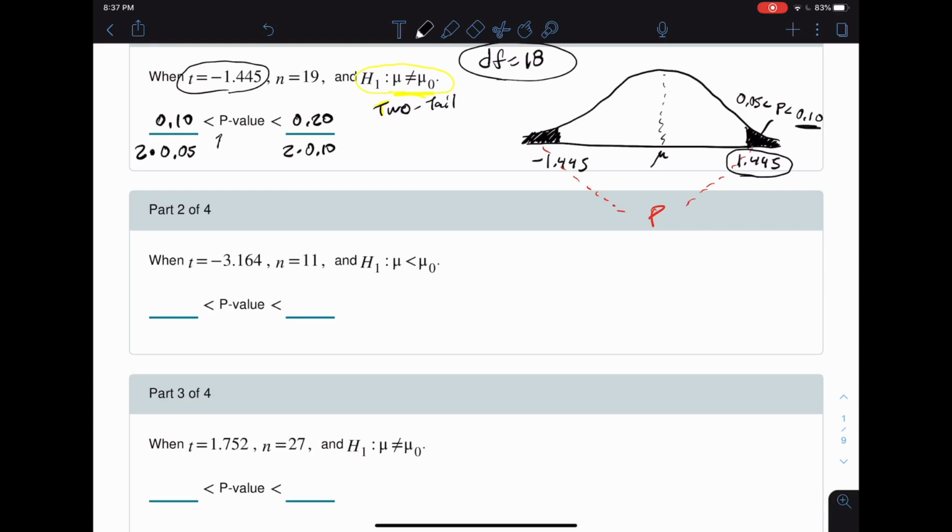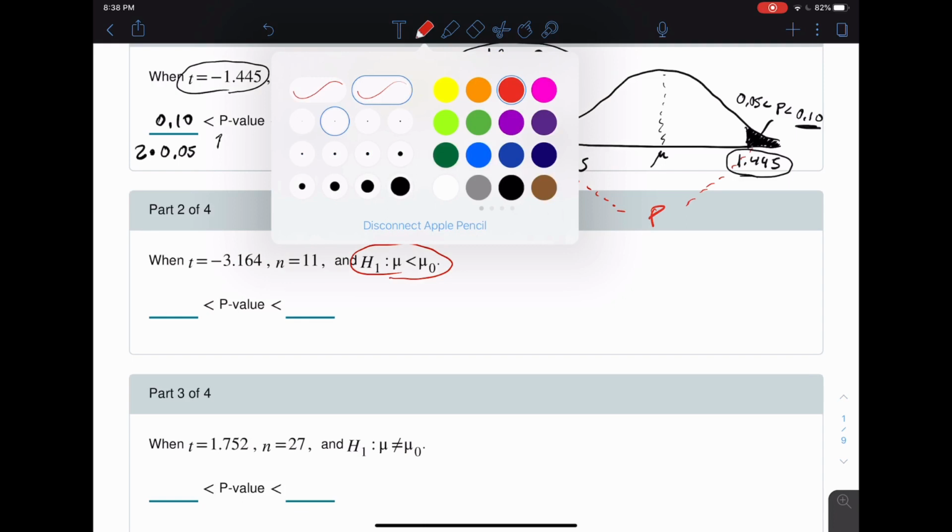All right, let's do the next one. Hopefully this will go a little bit quicker. Now, once again, we're going to need to look at this and figure out what kind of test this is. And so, once again, I love pictures.